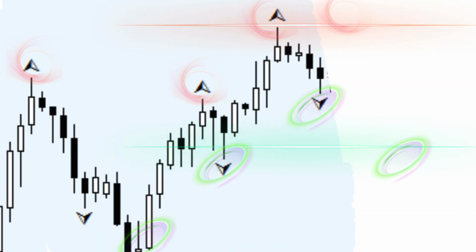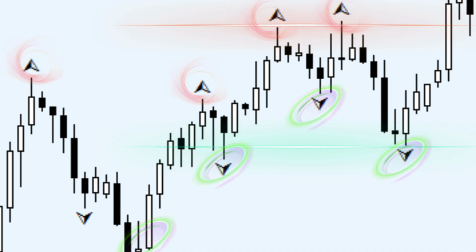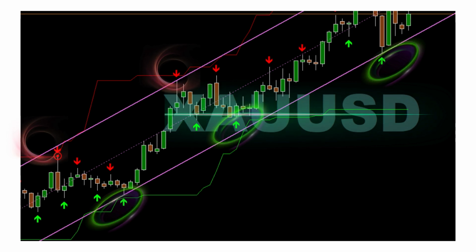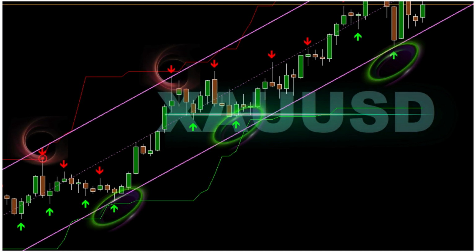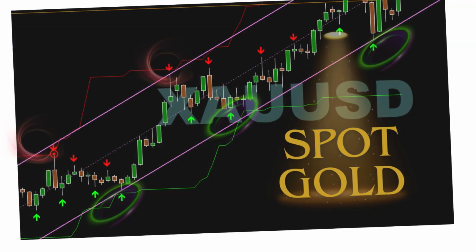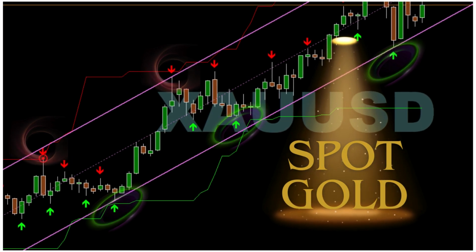Using fractals the right way is about context and confirmation. By aligning fractal signals with support and resistance levels, trend lines, or channel boundaries, and confirming with tools like MACD, you can dramatically improve your spot gold trading results.